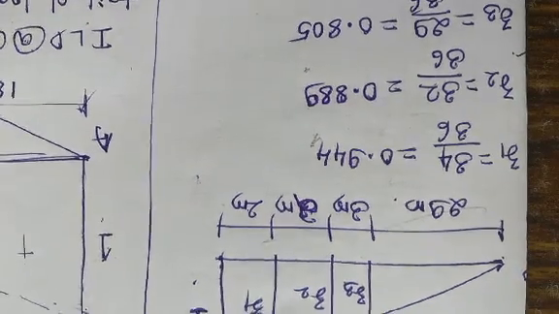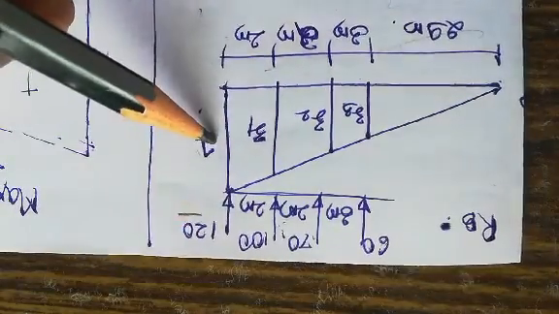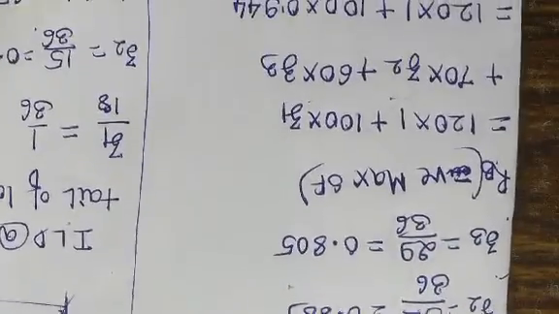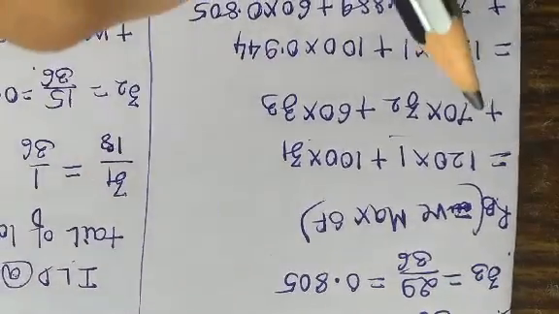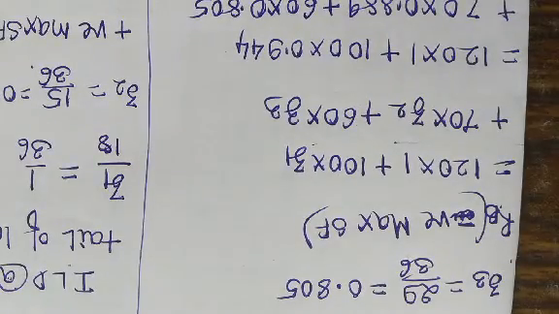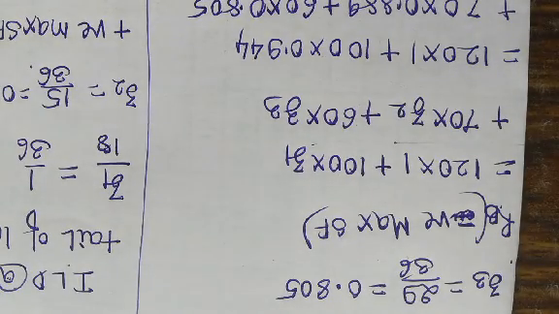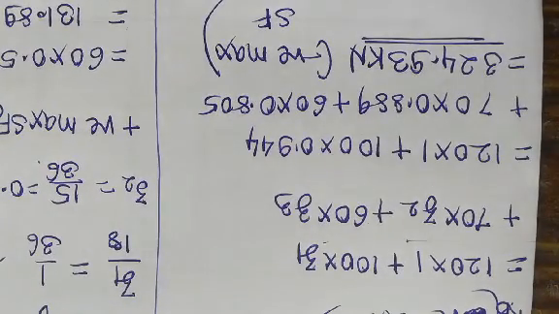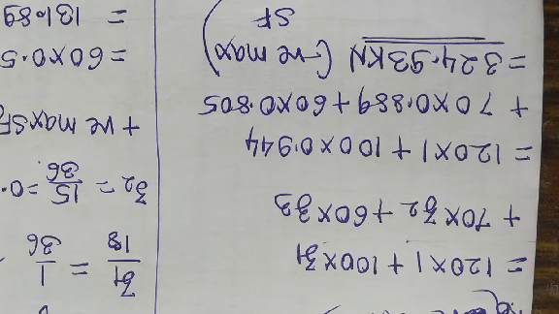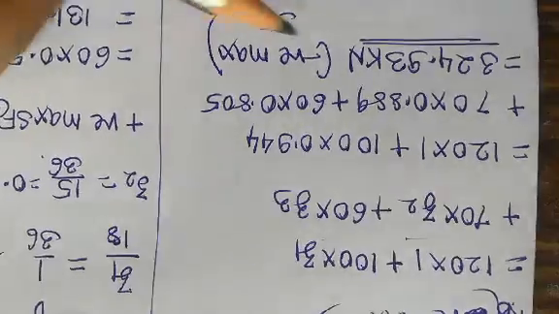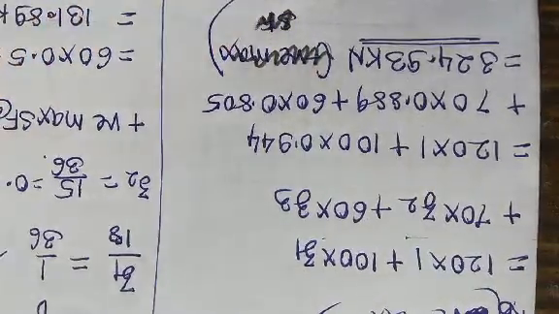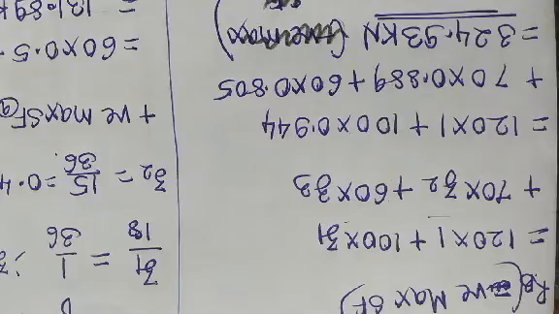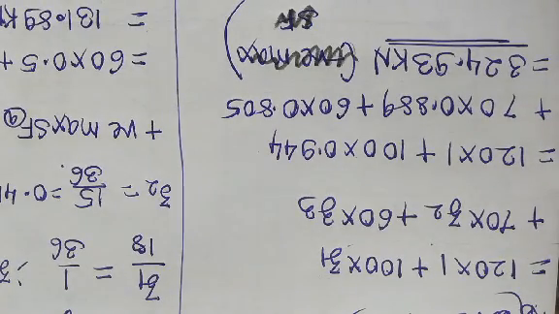Now RB reaction is what? Summation of the loads multiplied by their ordinates. So this is the equation for it: 120 into 1, 100 into Z1, 70 into Z2, 60 into Z3. After substituting and calculation, we get the answer as 324.93. This is our absolute maximum shear force at B point.